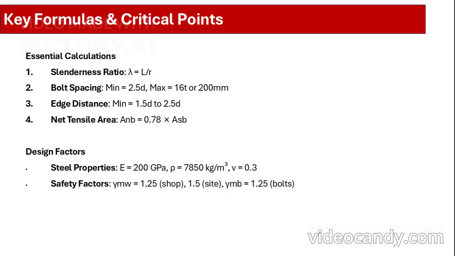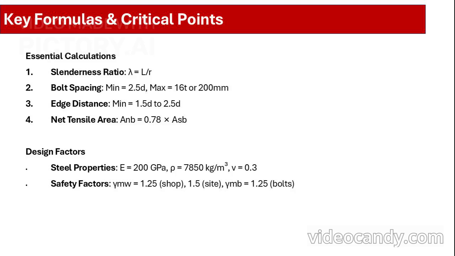For structural design, certain basic calculations are frequently required. The slenderness ratio for columns is calculated as lambda equals L/R, where L is the effective length and R is the radius of gyration. Bolt spacing should meet a minimum of 2.5 Ga, and a maximum of 16 t or 200 mm, while edge distances should fall between 1.5 Ga and 2.5 Ga. The net tensile area of a bolt is typically taken as Anb equals 0.78 times Asb, the gross area.